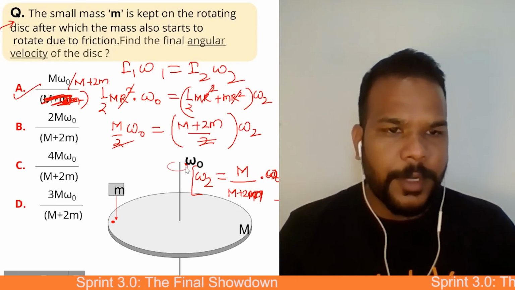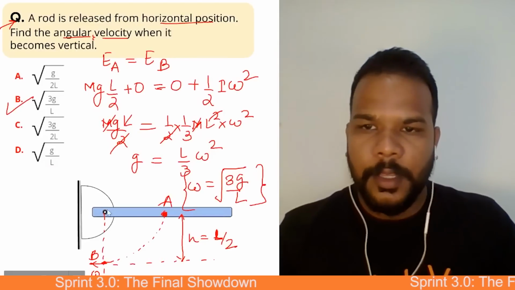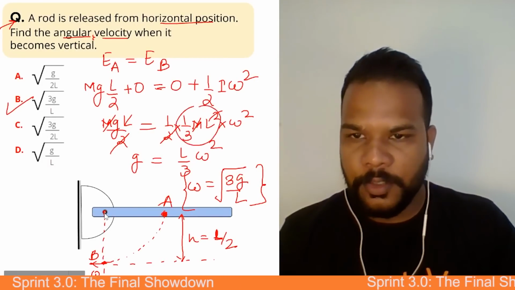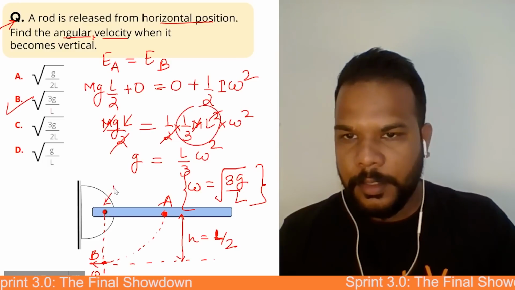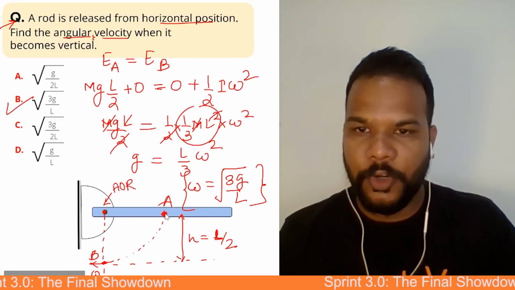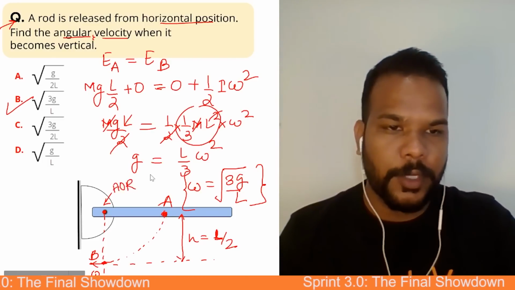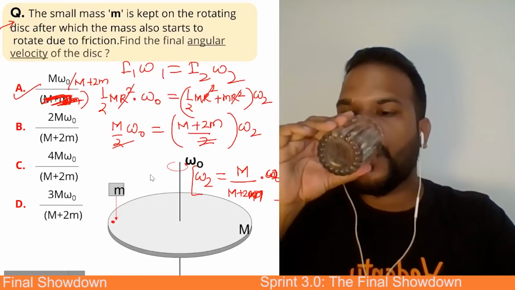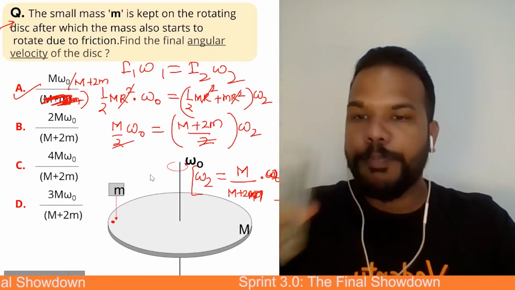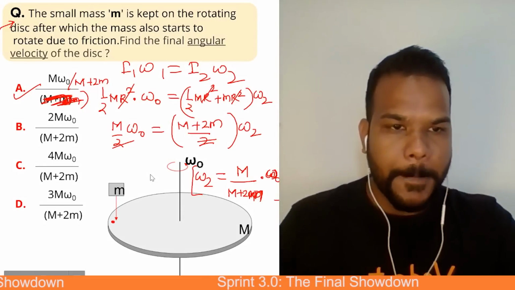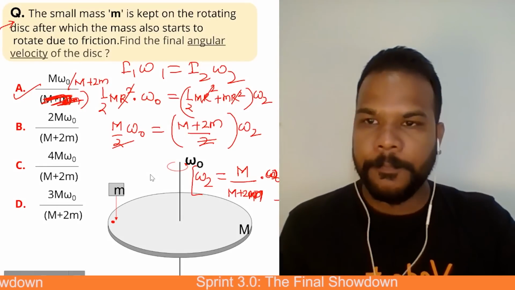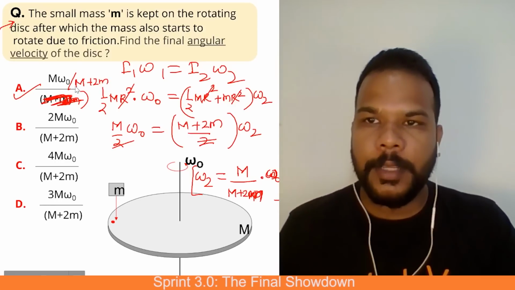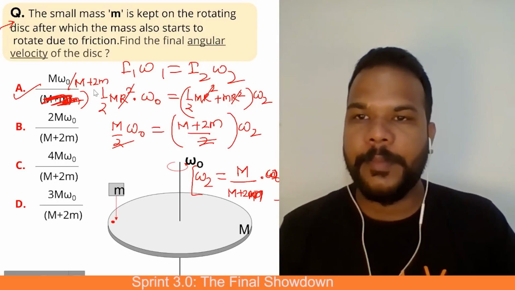Why it is not ml square by 12? I think previous question में किसी को doubt है. हमने यहाँ पे 1/3 ml square इसलिए use किया क्योंकि axis of rotation यहाँ पे है. ये है axis of rotation. अगर axis of rotation center पे होती तो 1/12 ml square use किया होता. Okay, so मैंने option correct किया है guys. Correct option is A only, but वहां पे denominator में m plus 2m आएगा.